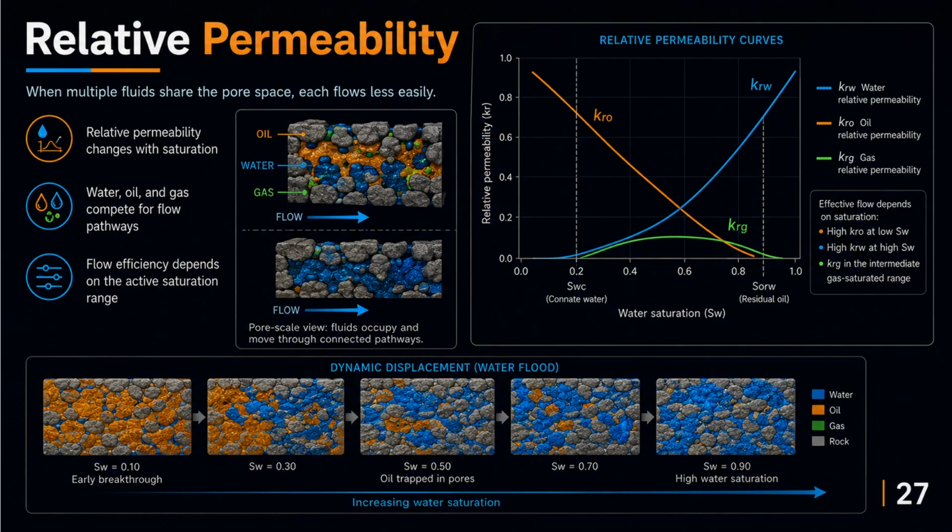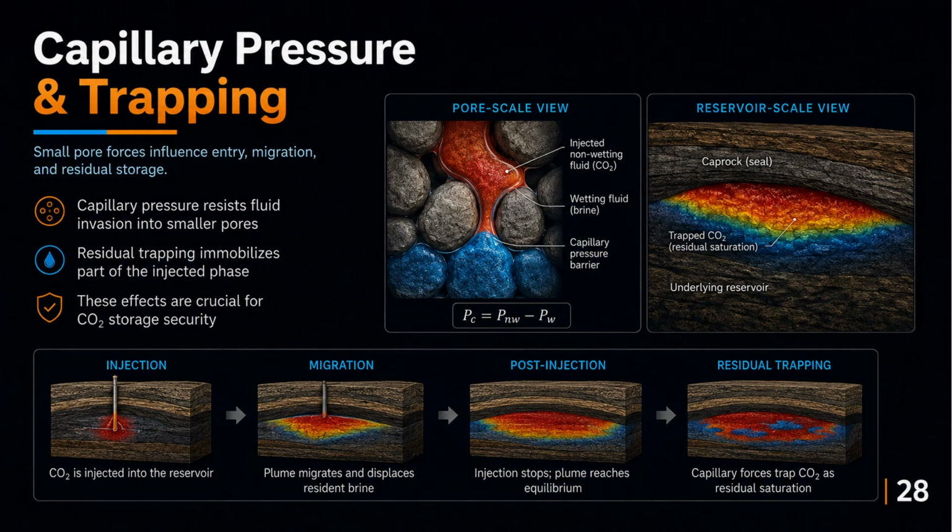Now that we understand relative permeability and mobility competition, let us move to capillary pressure and trapping. Capillary pressure describes the pressure difference between two fluid phases caused by pore scale forces. In simple terms, small pores can hold fluids strongly because of surface tension and wettability. This controls how fluids enter pores, how they displace each other, and how some fluid becomes trapped after flow reversal.